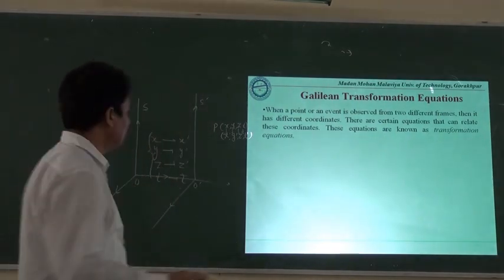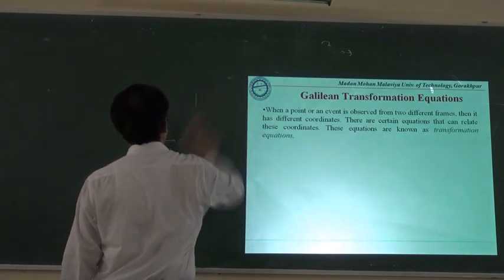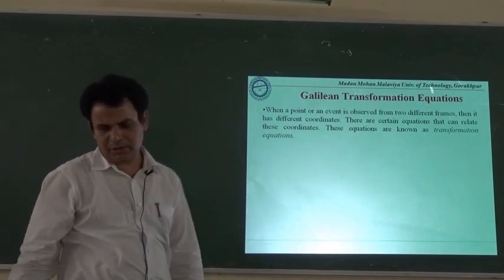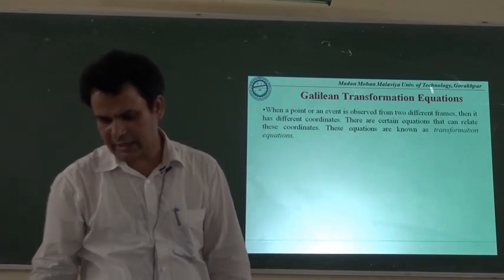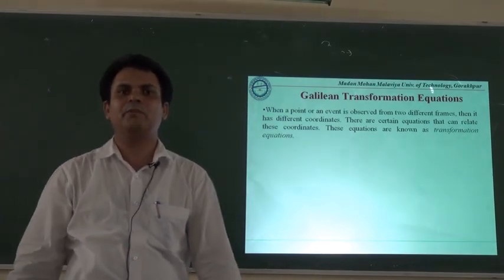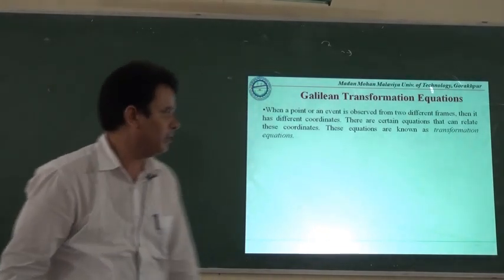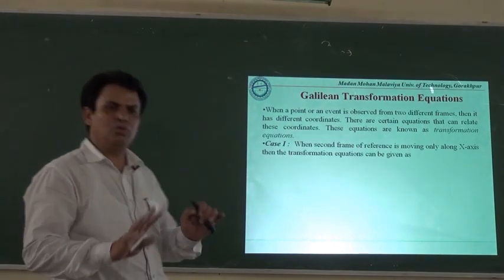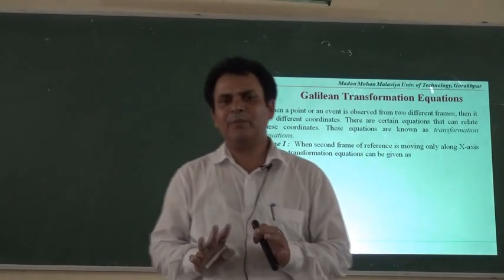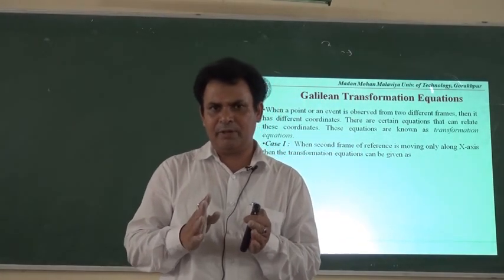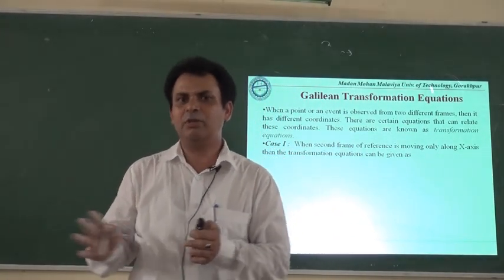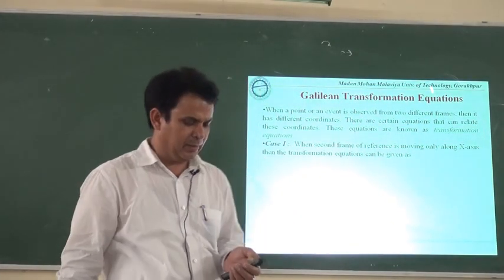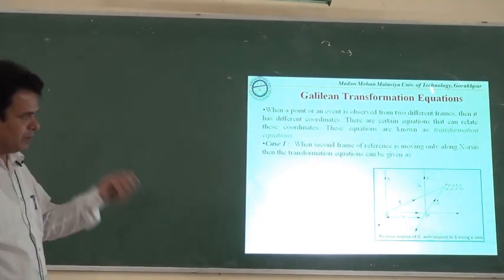The most important effort was done by Galileo in order to establish the relation between the coordinates observed by the observer in the stationary and moving frames of reference respectively. Here you will see that we are taking two cases. In one case, the moving frame of reference is moving in one direction with a constant speed. In the other case, it is moving in all directions simultaneously. So here let us see this simple case.